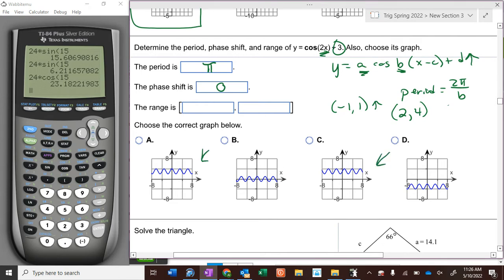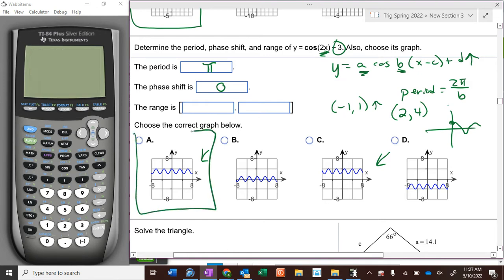Your period is pi long. Well, they both look like they're about pi long. And then there's no phase shift. Well, cosine starts where? On the normal graph, cosine starts at 0, 1, right? And it goes down and then up and then down. So it starts at the top. Which one starts at the top, right in the middle? That's choice A. Okay? The range was from 2 to 4.